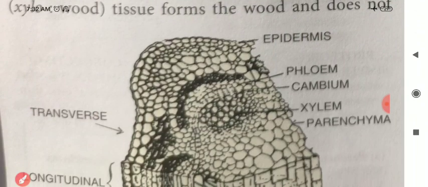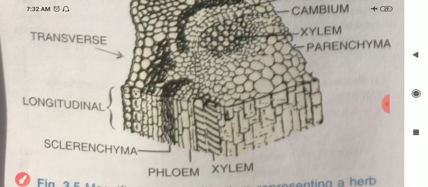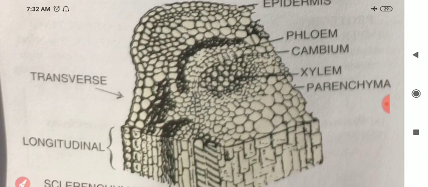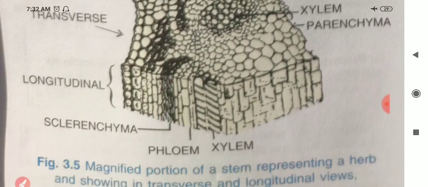Further, this diagram is for showing phloem. Clear? This is the diagram for showing the phloem. You must take this in your book.